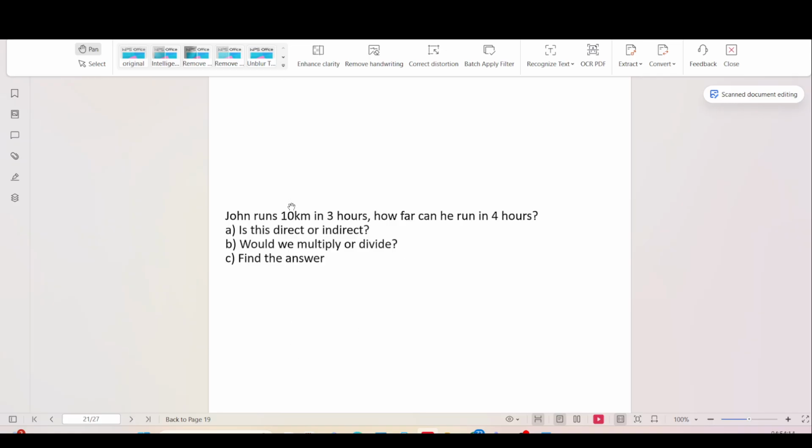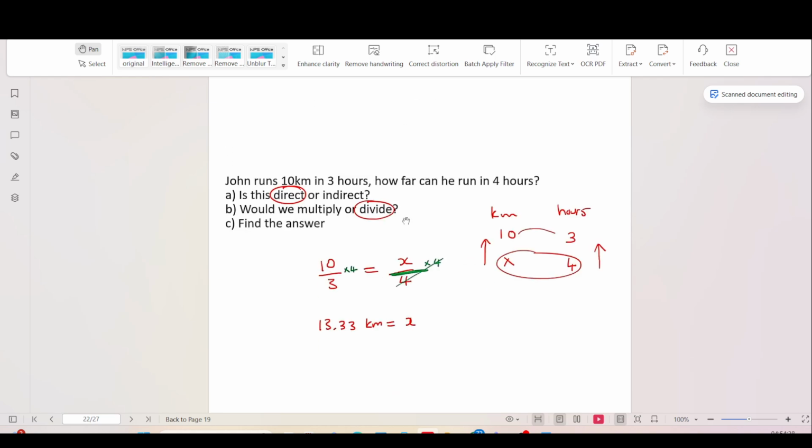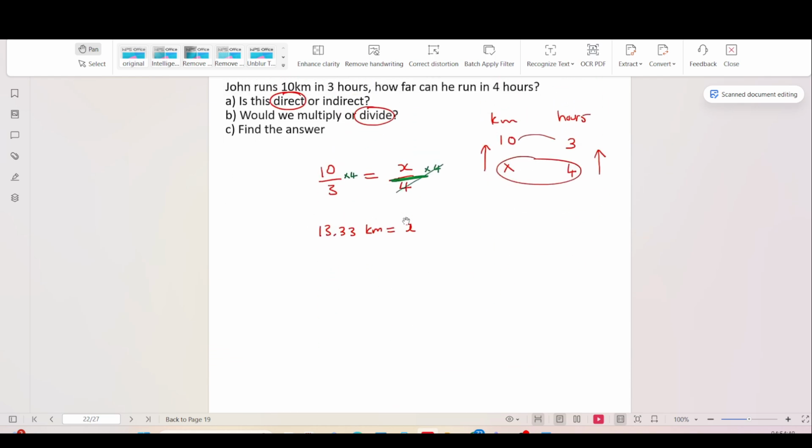You can remember like this because you are writing 10 over 3 and these are hours. So hours should also go in the bottom. If you are writing 3 in the denominator, 4 should also go in the denominator. Both of them are time, so both of them will go in the denominator. So 10 over 3 is equal to x over 4. Okay, like this.